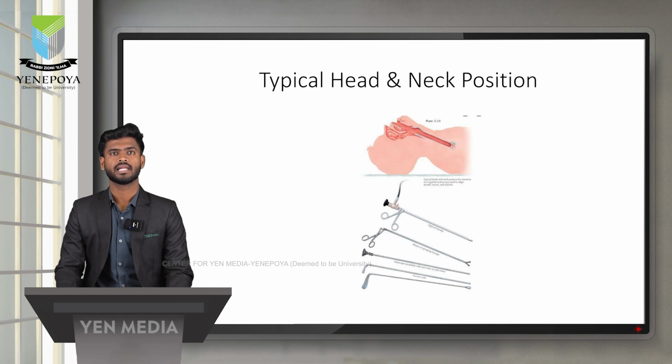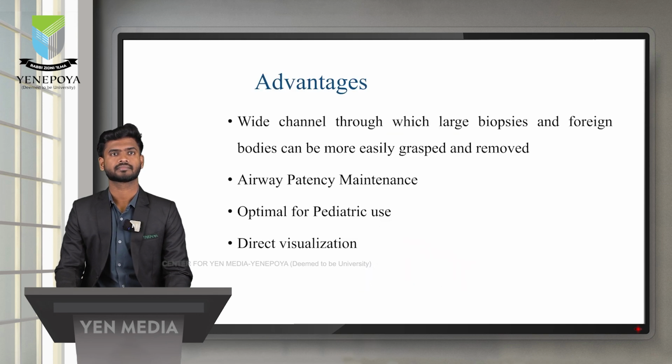This is a typical head and neck position for inserting a rigid bronchoscope, to align the mouth, larynx and trachea. Advantages: a wide channel through which large biopsies and foreign bodies can be more easily grasped or removed. Airway patency is maintained. It is optimal for pediatric patients, and allows direct visualization.